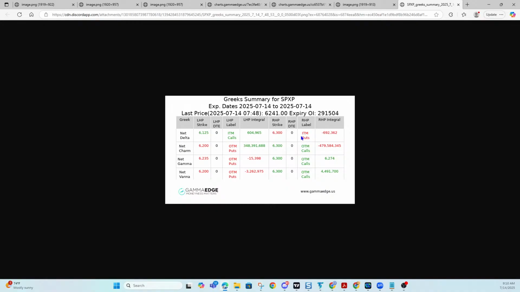And then on the charm side, we have these out of the money calls. These will continue to grow and provide a headwind at 6,300. And then obviously 6,200 significantly down there. Those out of the money puts would be supportive, but that's a long way down.